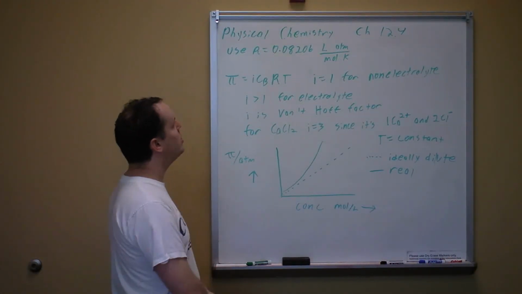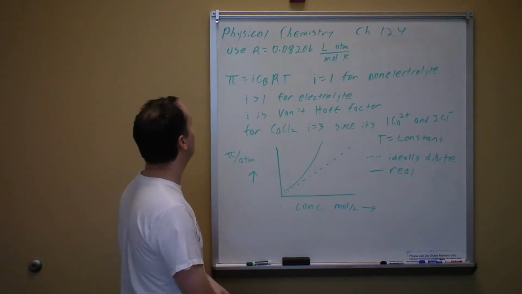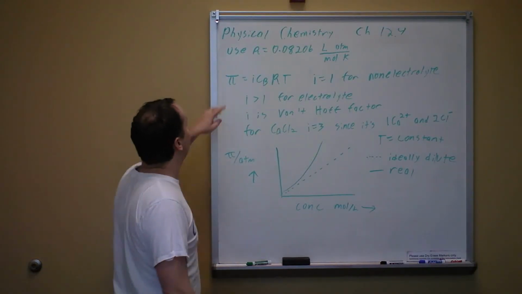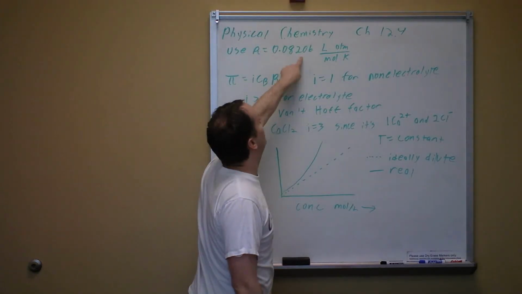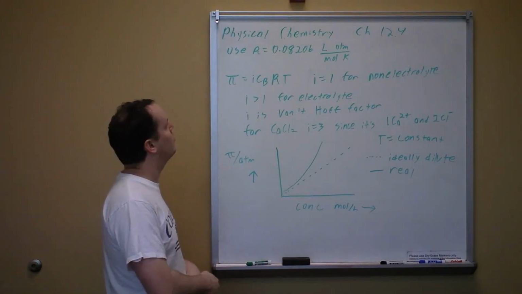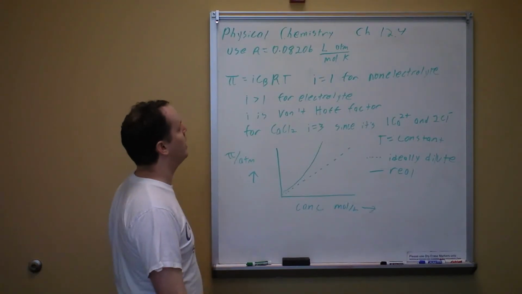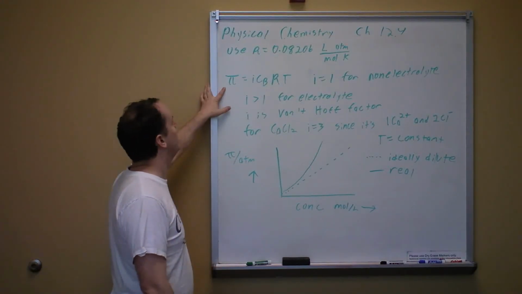Continuing on physical chemistry, chapter 12, section 4, more about osmotic pressure. Most of the time when you're doing calculations, you'll want to use R as 0.08206 liter atmospheres per mole Kelvin instead of the normal 8.314 joules per mole Kelvin.